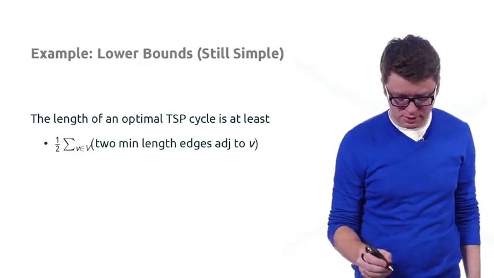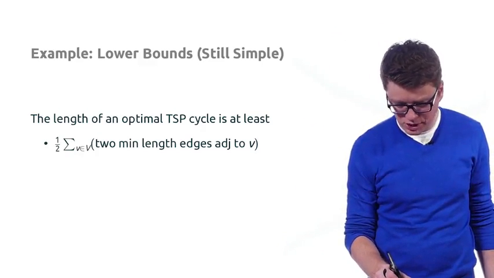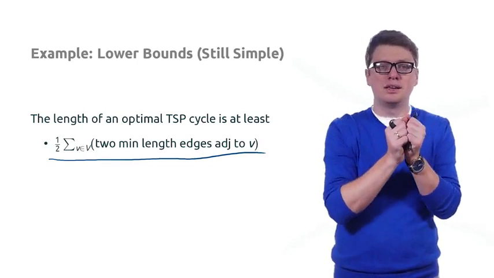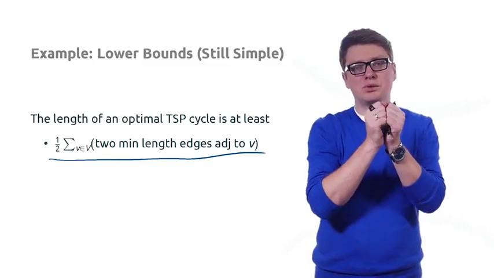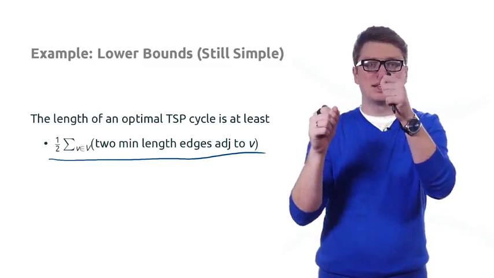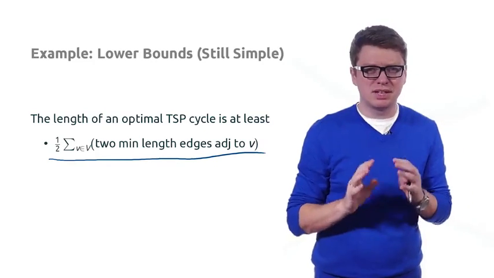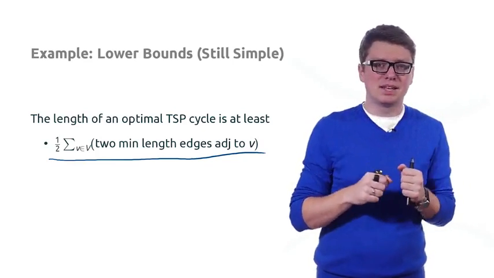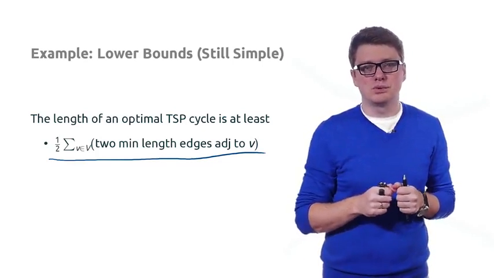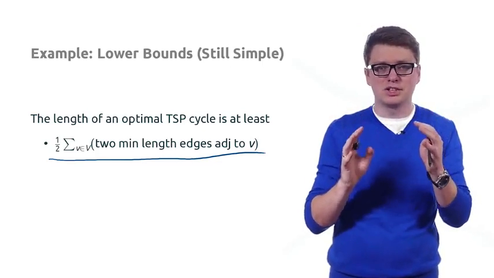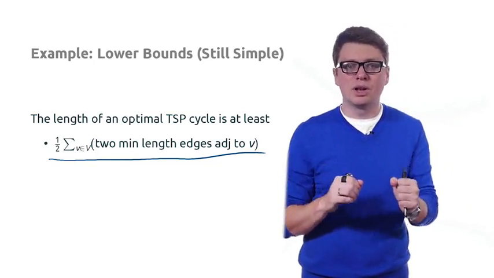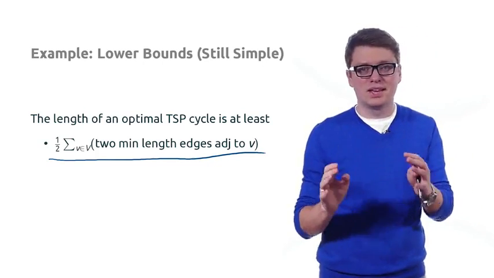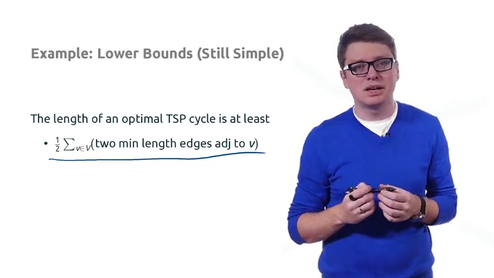So the first approach tells us that we can compute the following quantity. For every node in this graph, we take two incident edges. Assume for simplicity that the graph is undirected. Then we just take two edges of minimum weight that are adjacent to this node. So we compute the sum of all such edges for all the nodes, and we take 1/2 of them. I claim that this gives us a lower bound for the optimum TSP cycle.